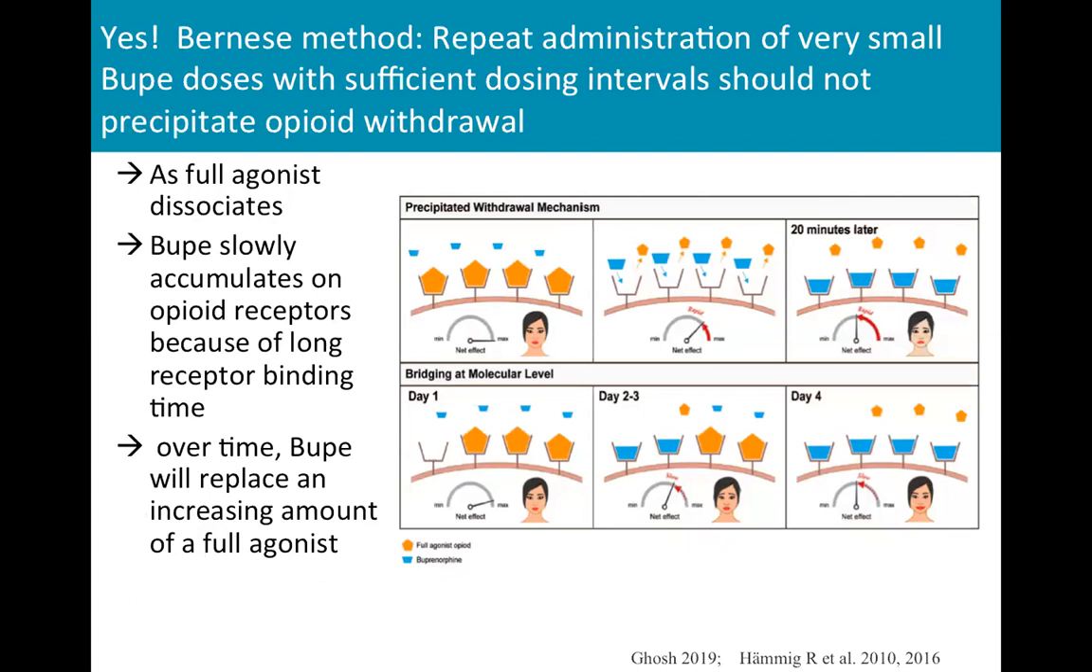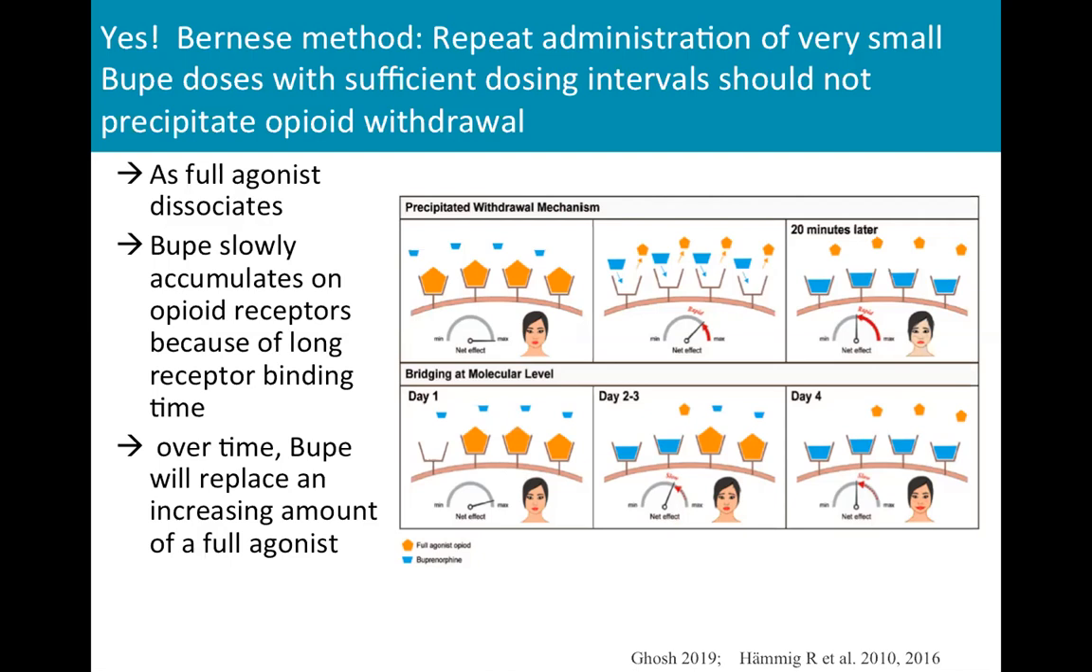This is based off of a paper that was published in 2010, where the buprenorphine method was proposed. The hypothesis is that if you repeatedly administer small doses of buprenorphine with enough dosing interval in between, this should not precipitate withdrawal. This is based on a report where patients on full agonists that were given like 0.2 milligrams of IV buprenorphine did not experience any withdrawal symptoms.